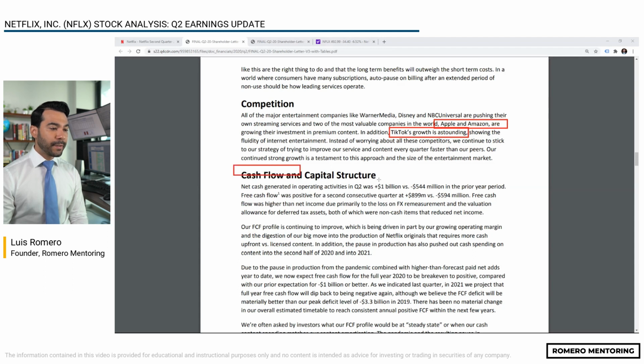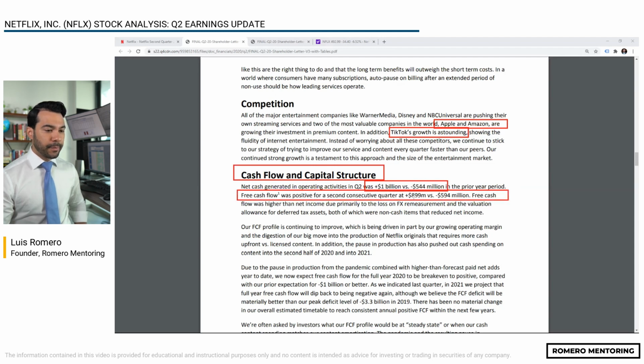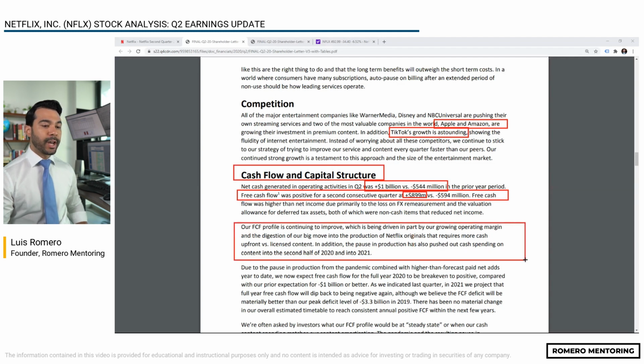In terms of cash flow and capital structure, let's see. Net cash generated from operating activities for the second quarter was 1.1 billion versus minus $540 million in the prior year. Free cash flow was positive for the second consecutive quarter, almost $1 billion. Free cash flow was higher than net income due primarily to FX valuation, I'm not going to go into that. Free cash flow profile continued to improve. I care a lot about free cash flow.